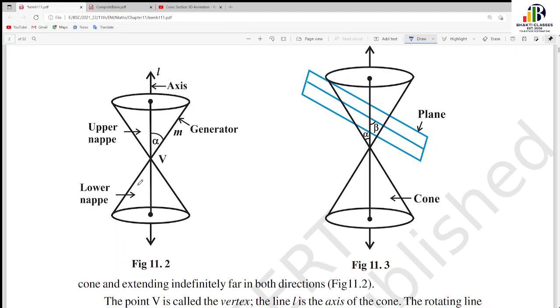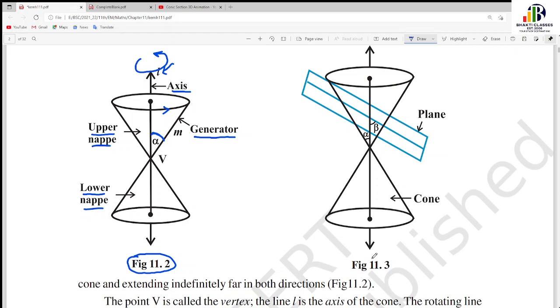In the first figure we are getting the different elements of double nappe cone. L is called the axis about which the generator is rotating. Due to rotation of generator we are getting double nappe cone. This alpha is called the angle of cone. This line M is the generator, this line L is the axis, this is the upper nappe and this is the lower nappe.